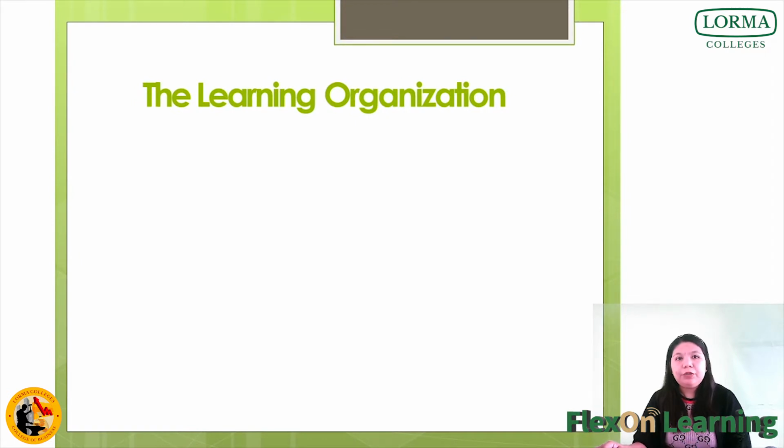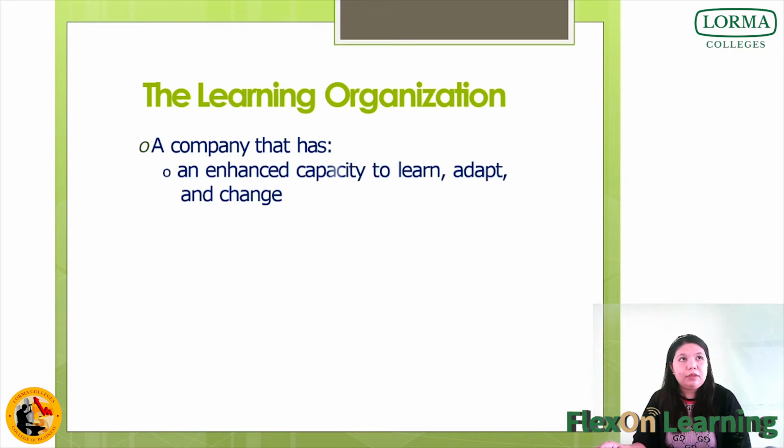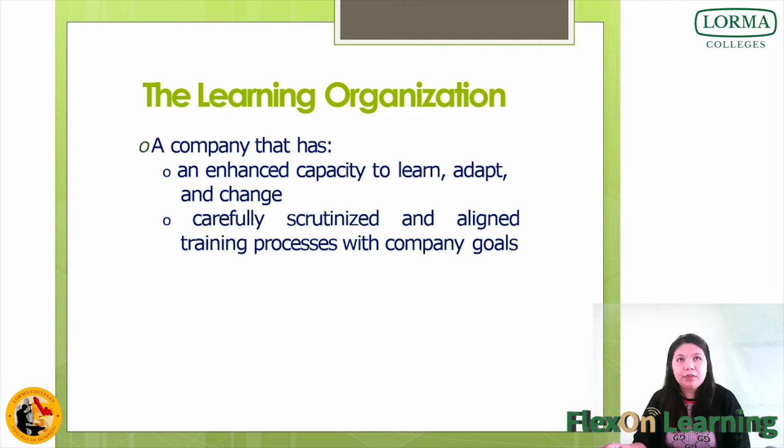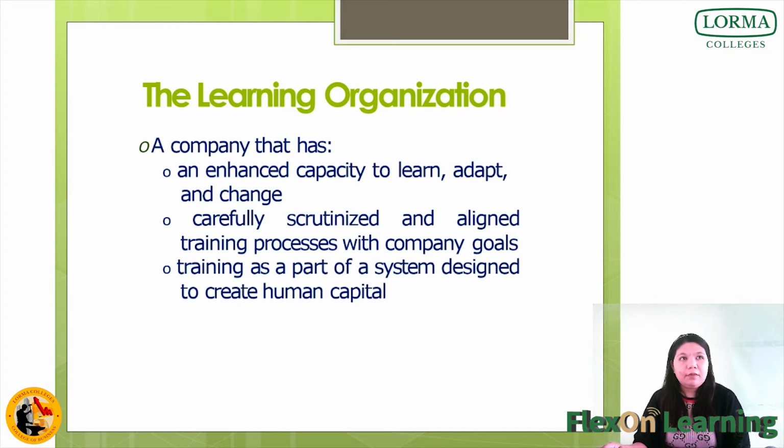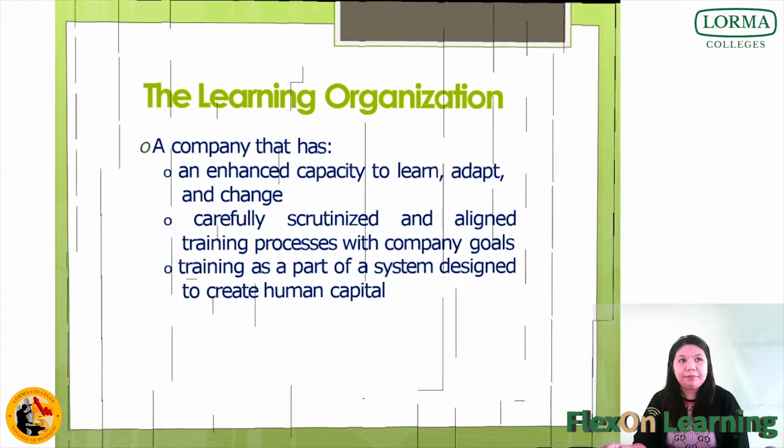Now, for the company to become strategic, we need to adopt a learning organization. This is the company that has an enhanced capacity to learn, adapt, and change. Carefully scrutinize and align training processes with company goals, and treat training as a part of a system designed to create human capital.